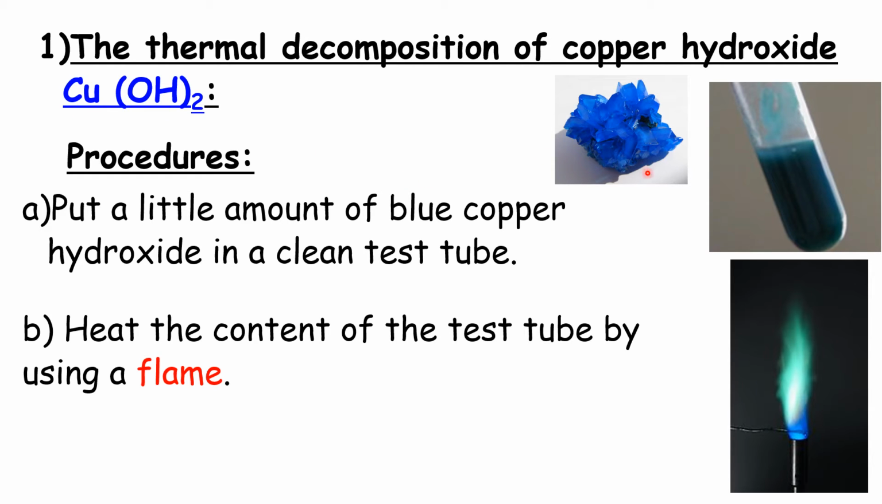This is the color of copper hydroxide. It's blue crystals. Put a little amount of blue copper hydroxide in a clean test tube. هنذوب شوية copper hydroxide في test tube. Heat the content of the test tube by using a flame. هنسخن محتوى التست تيوب using a flame الشعلة.